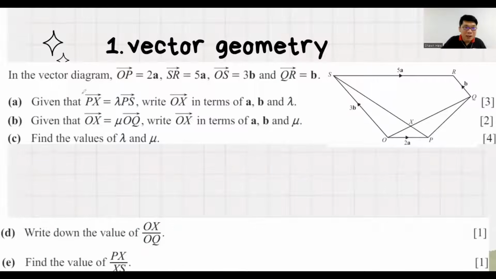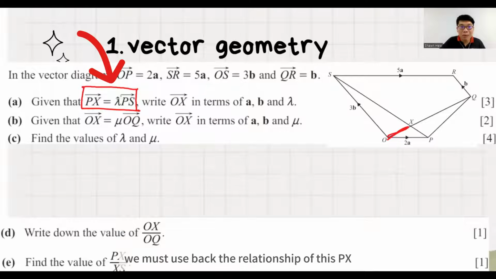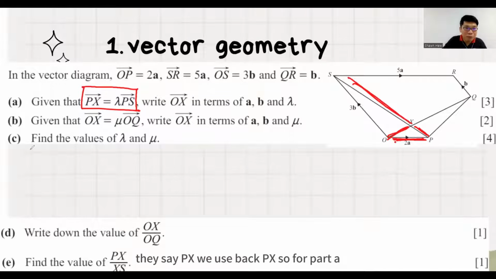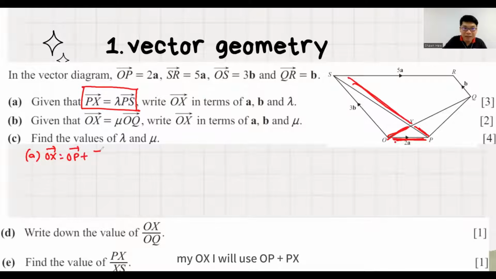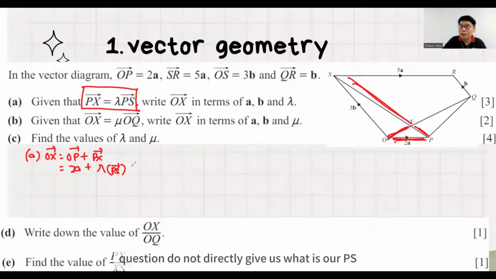Okay, second question. They say PX is this, and ask us to find OX in terms of lambda. So for lambda, we must use back the relationship of this PX and PS. OX must go through this path, PX. They say PX, so we use back PX. So for part A, my OX, I will use OP plus PX. OP is given as 2A, then PX is given as lambda of PS.